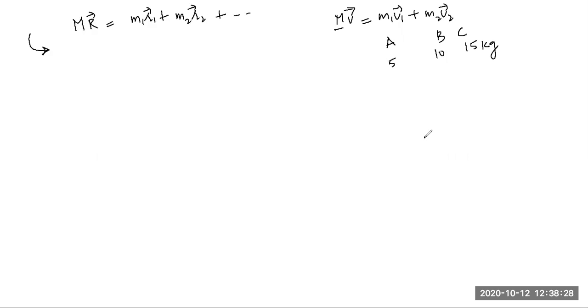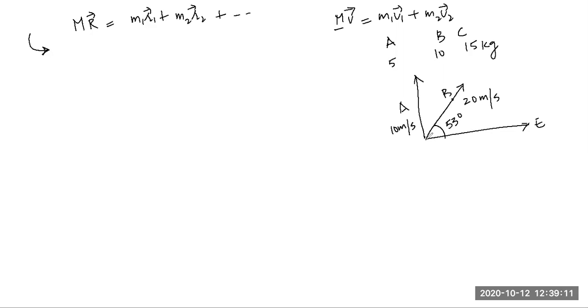Body A is projected vertically upwards, right? With a velocity of 10 meters per second. Body B is projected with 20 meters per second at an angle of 53° above the horizontal towards east. Now this is the direction towards east and it is projected at an angle of 53°. This is body B having mass 10 kg, right? Now the velocity of this is 20 meters per second.